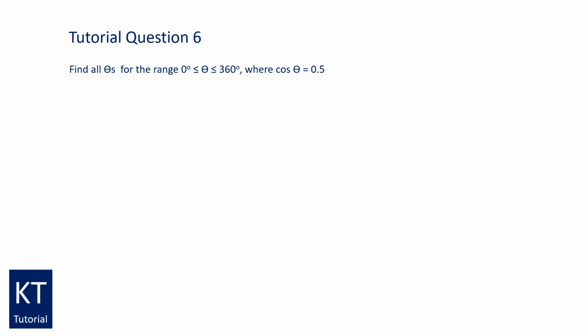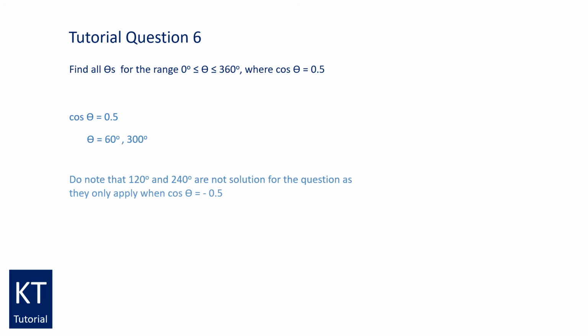Tutorial question 6. Find all thetas for the range of theta between 0 and 360 degrees, where cos theta is 0.5. For the positive value of 0.5, its theta would be 60 and 300 degrees.